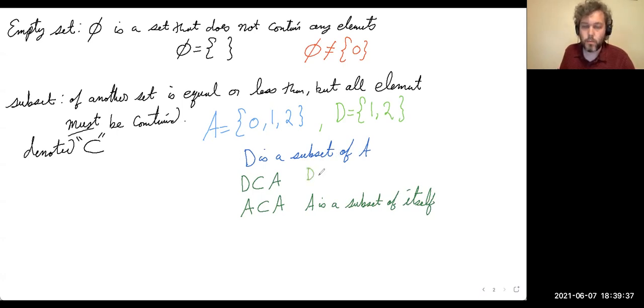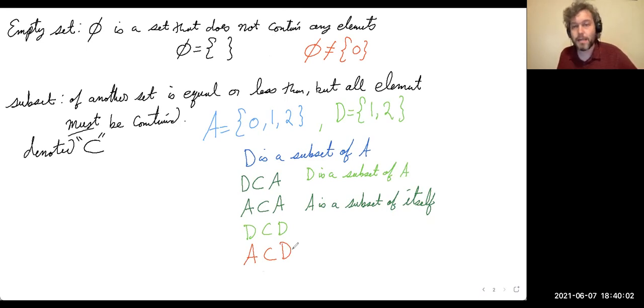So I should write that out in words. D is a subset of A. Okay. And we could also say that D is a subset of itself. But what we could not say, we can't say this, that A is a subset of D. I can't say that because all of the elements in A are not contained in D.